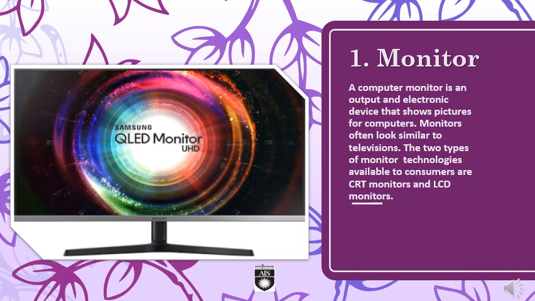Children, do you know what is a monitor? A computer monitor is an output electronic device that shows pictures for computers. Monitors often look similar to televisions. The two types of monitor technologies available to us are the CRT monitors and the LCD monitors.